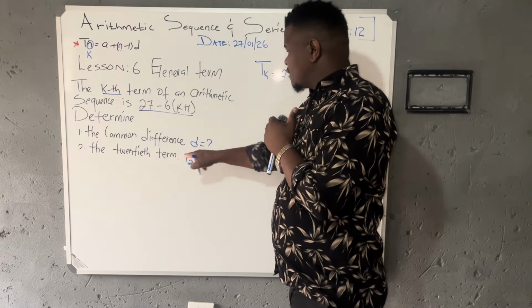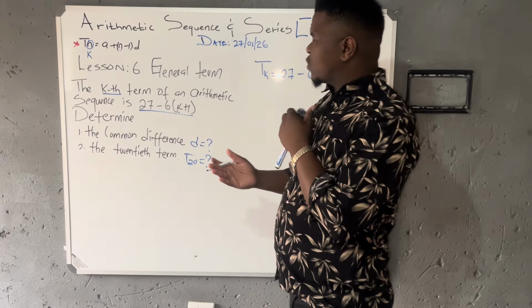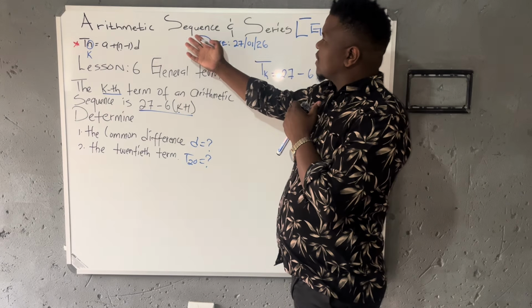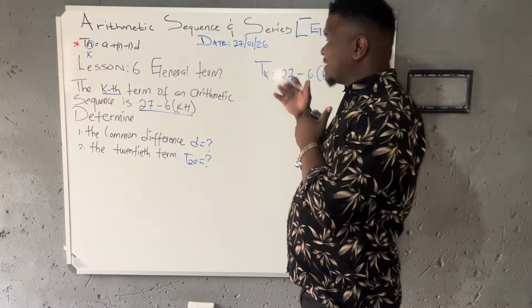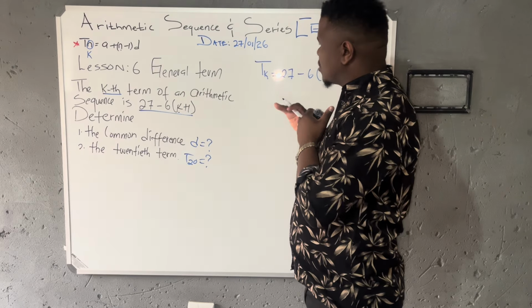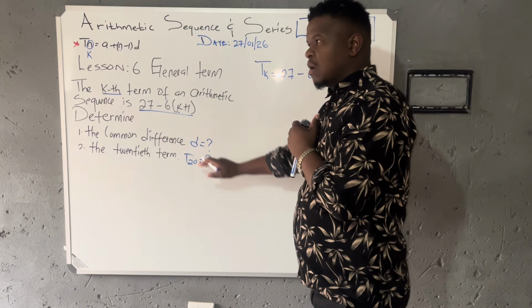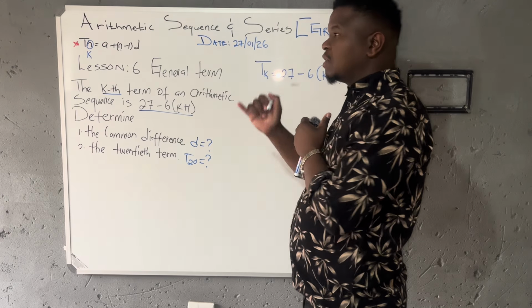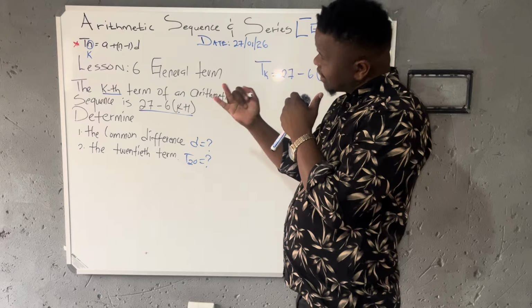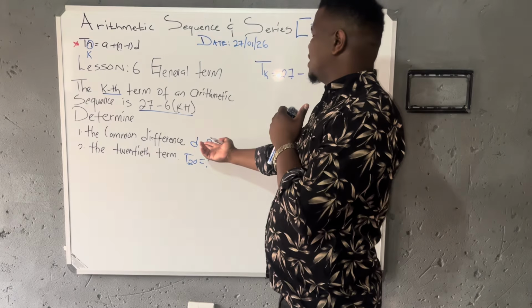I'll never find the difference if I don't know the first 2 or 3 terms of the sequence. If I know the first 2 or 3 terms, I'll be able to get the A, I'll be able to get the D. But now, they don't ask for the value of A, they need D. Definitely, I can use what I have to create the first term and second term. Once I get the first 2 terms, I'll say term number 2 minus term number 1. That gives me the D.